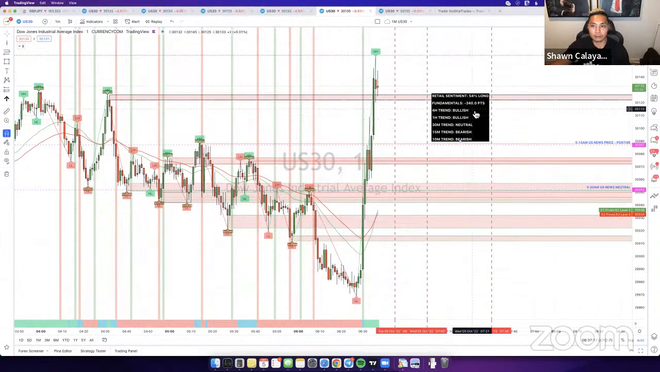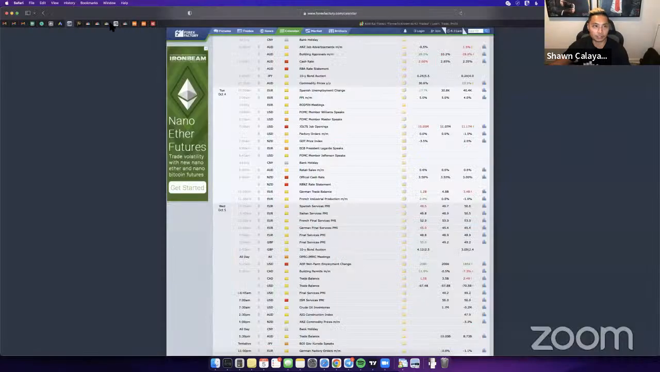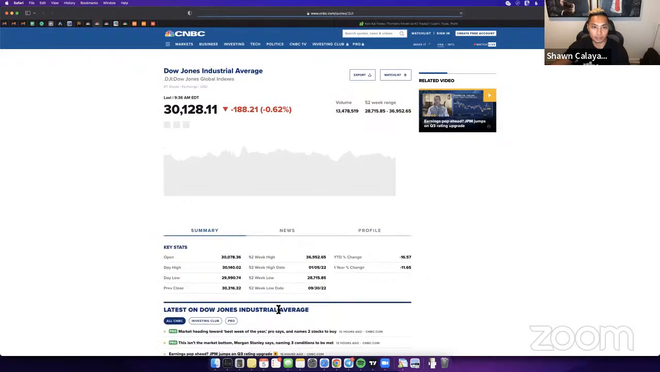So we have, it's actually a mixed confluence. So looking over here at retail sentiment, it's pretty neutral. Fundamentals are short, but the trend over here is completely different. It's bullish. So let's take a look at the fundamentals again, see if they've changed. I'm pretty sure they've changed by now. Yeah, it's dropped quite a bit.